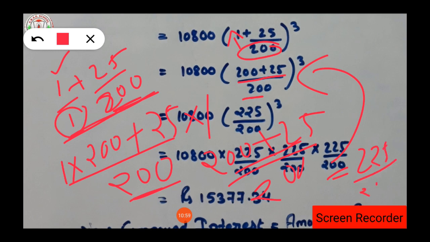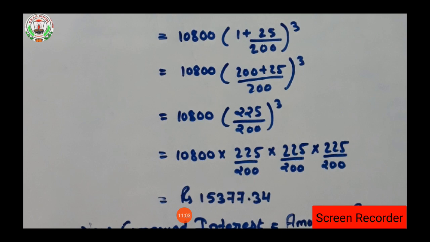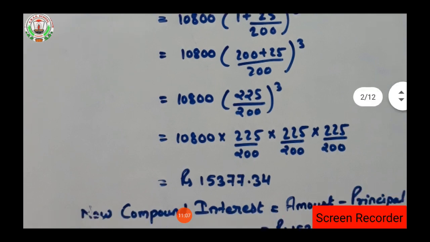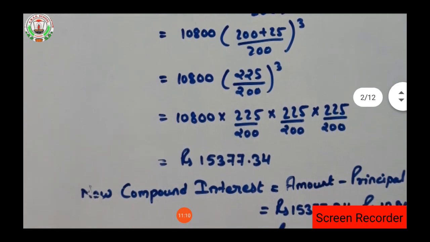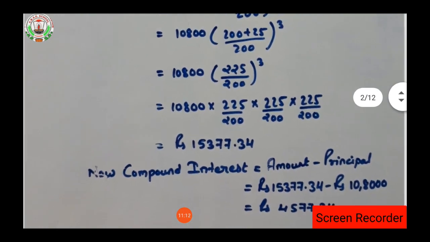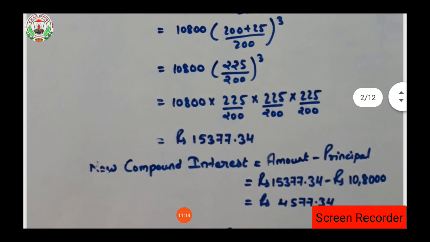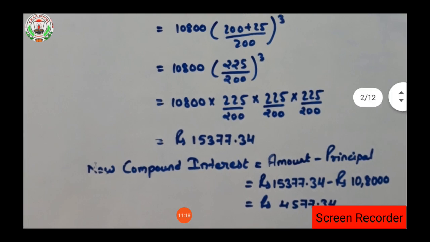225 upon 200. Clear everyone? Then after, since the power is 3, what do we have to do? We have to split the number 3 times, isn't it? How to split the number? Everybody knows, because you people have studied the chapter on powers and exponents, isn't it?